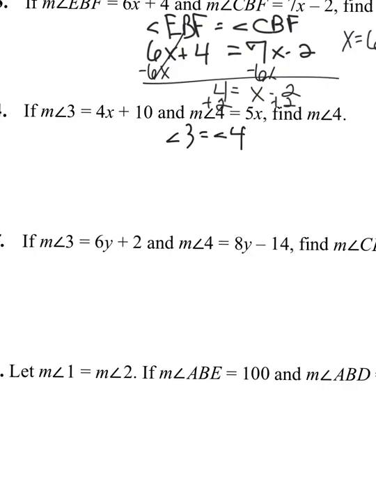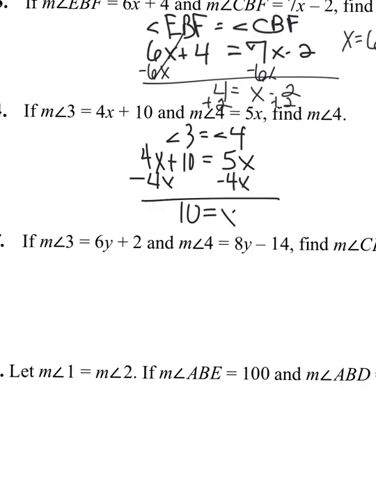Okay? So I'm going to plug in those numbers. 4x plus 10 equals 5x. And I want to solve for x. I'm going to subtract 4x on both sides. I've already solved for x. It's 10. But it's asking me for the measure of angle 4. Well, the measure of angle 4 is 5x. So 5 times 10, the measure of angle 4 equals 50.